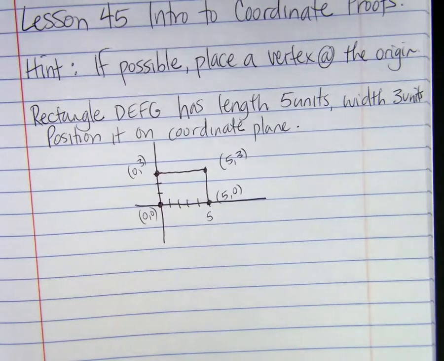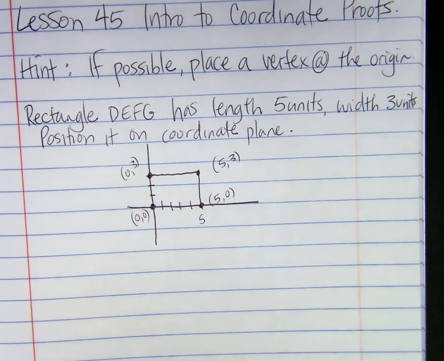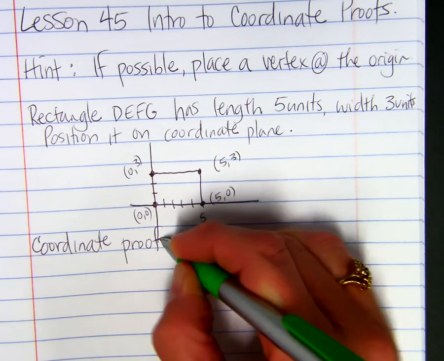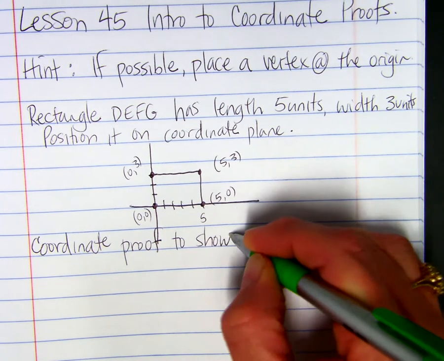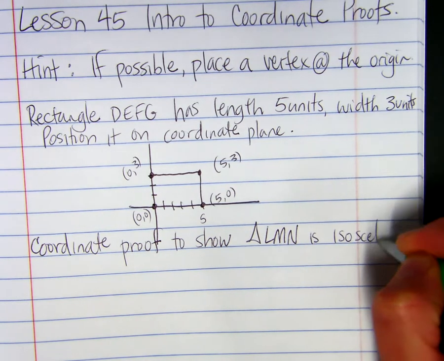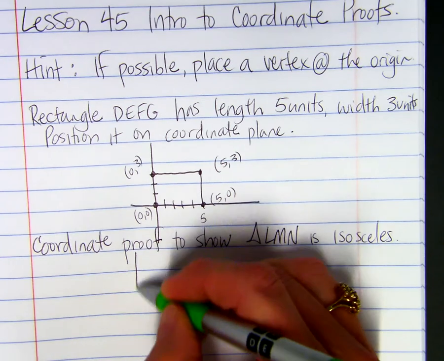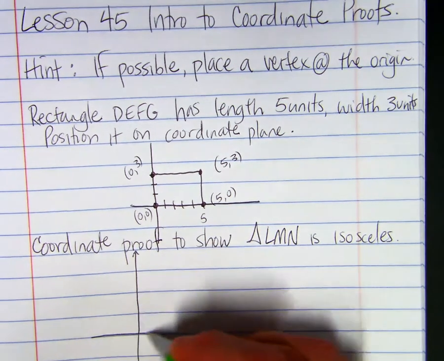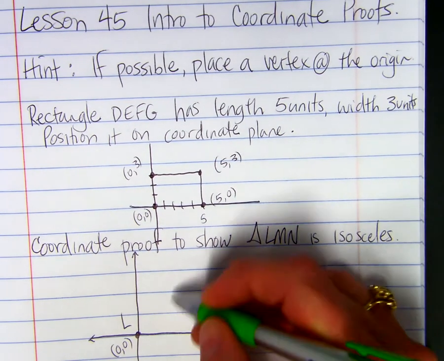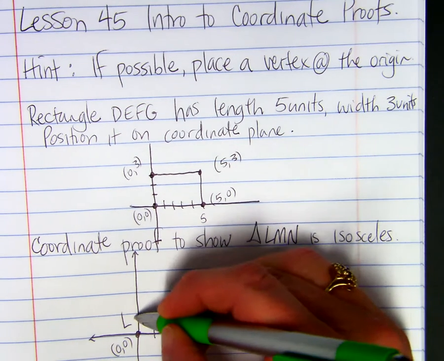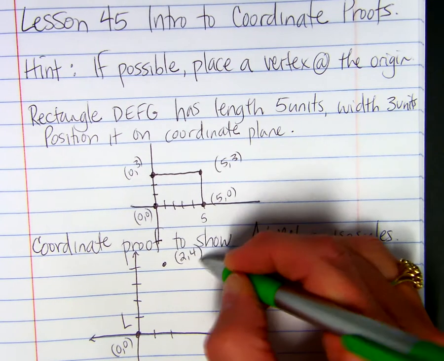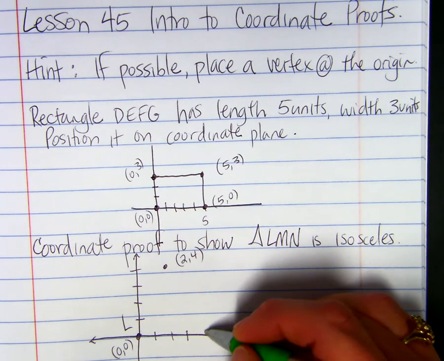Now we're going to do one that is to prove that a triangle is isosceles. I gave you kind of that example at the beginning of class. So we're going to use a coordinate proof to show triangle LMN is isosceles. So we're going to put it on the coordinate plane. 0, 0 will be my L. 2, 4 is N. And M will be 4, 0.